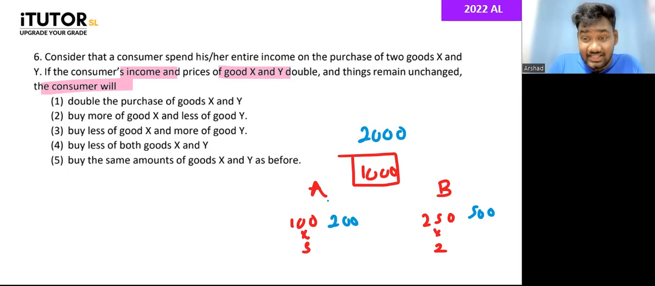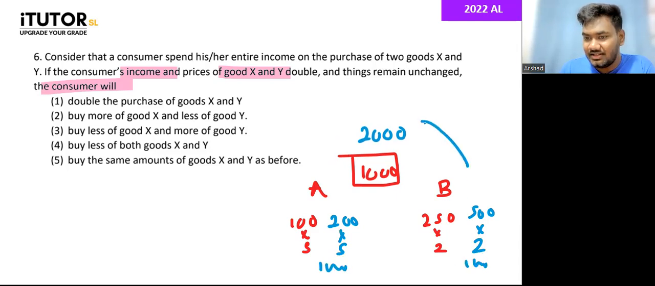Now, only if the income doubles, then you can buy more. But here, income has gone up and prices have also gone up. So now you can still buy 5 of this and buy 2 of this. So here also 1,000 rupees gone. Here also 1,000 rupees gone. Total 2,000 rupees gone. So what happens? You can buy the same amount of goods X and Y as before. Is that clear? Not repeated in past papers, but you should be able to handle it now because it's not rocket science.